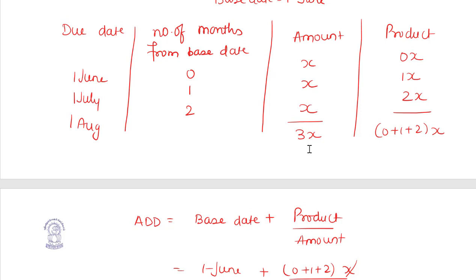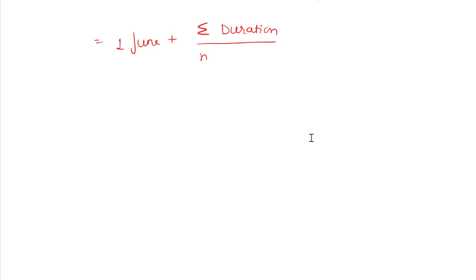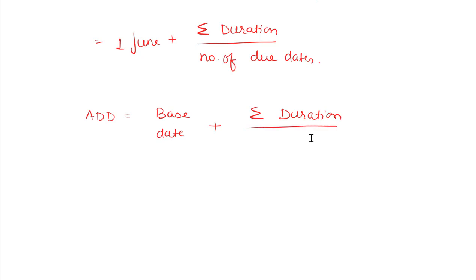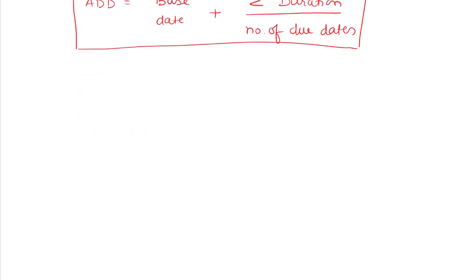And this 3 is the number of due dates. 1, 2, 3 due dates are there. So divide by number of due dates. So average due date equals base date plus summation of duration divided by number of due dates, when the amounts payable are similar. I believe you understood. Let us continue.